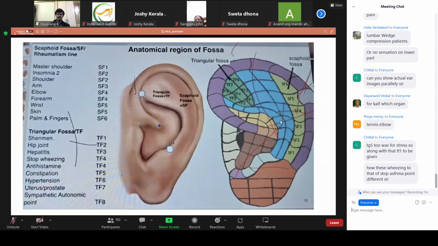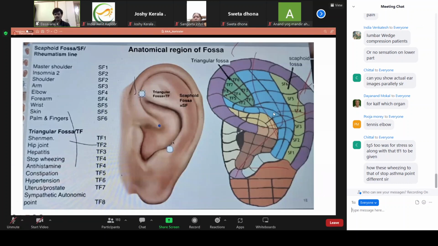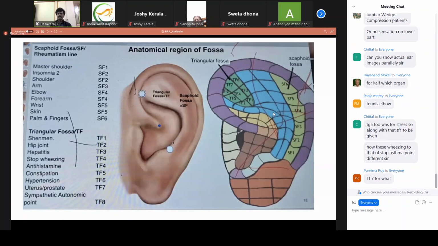TF7, just below that, is your uterus in the ladies and prostate gland in the men. And the sympathetic autonomic point is TF8. So for a person feeling stress, anxiety, and nervousness, nervous disorders, Parkinson's, all nerve-related issues, you can activate the sympathetic nerve. Not only that, even the stagnated chi, which is causing mood swings and stress, for all those things you can use triangular fossa 8.